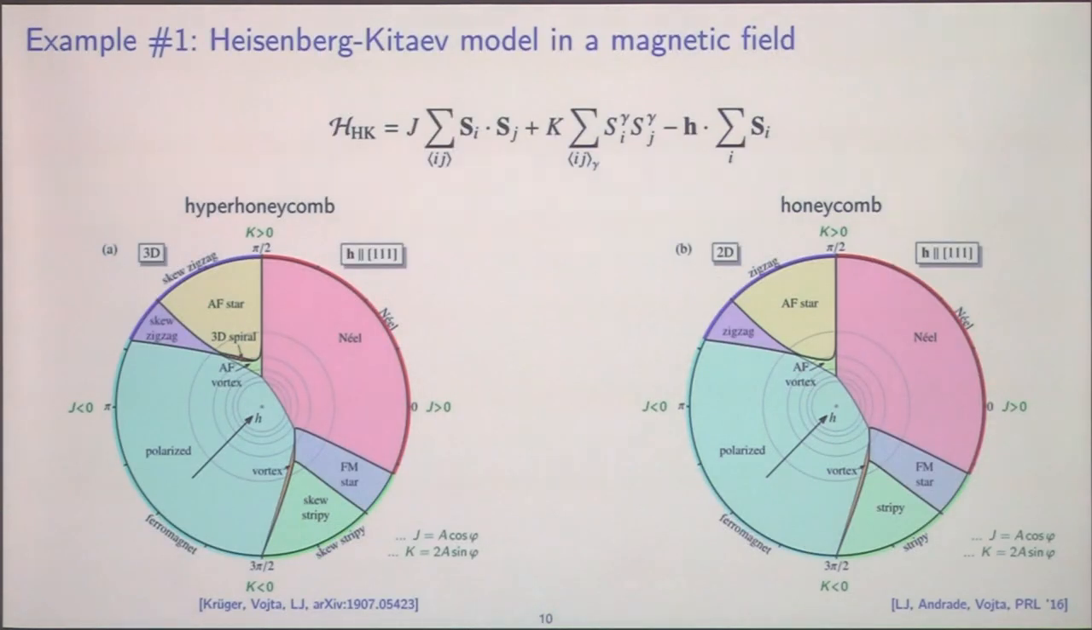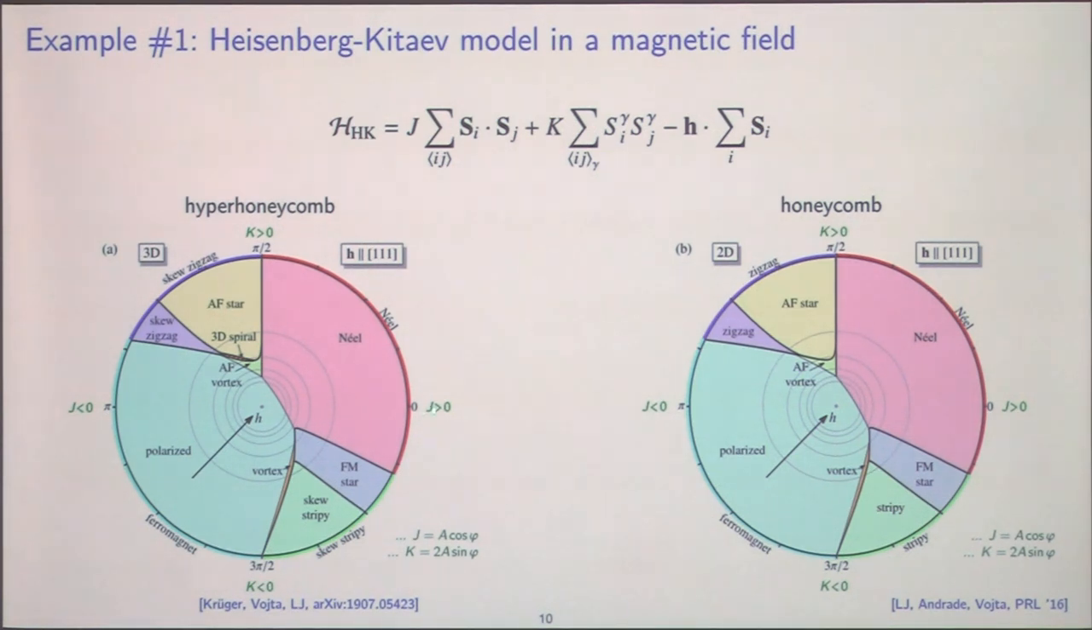Okay, here is now the phase diagram of the Heisenberg-Kitaev model in a magnetic field. So again, we have this Kitaev term, that's basically this model. But we know that in materials there are other types of interactions, and for simplicity, let me just take the Heisenberg interaction in addition. So that's the simplest model which goes beyond the Kitaev model and does have an ordered ground state. That's the classical phase diagram, as a function of this angle phi. Phi is the polar angle, which is basically the angle between the J coupling and the K coupling.